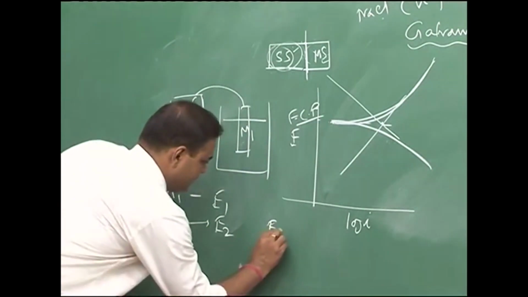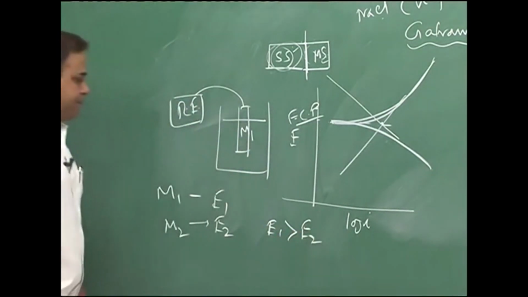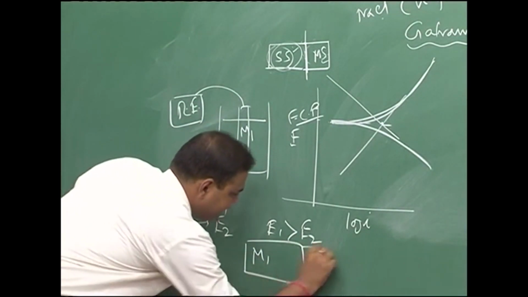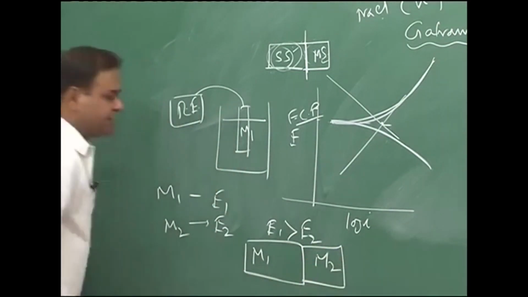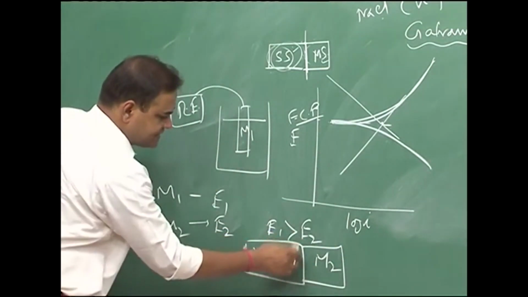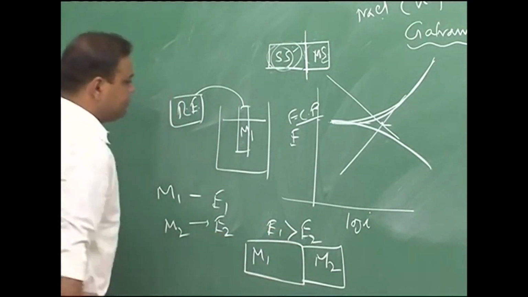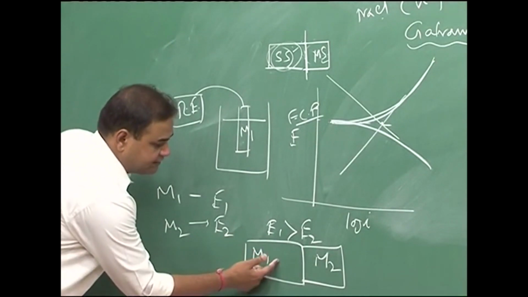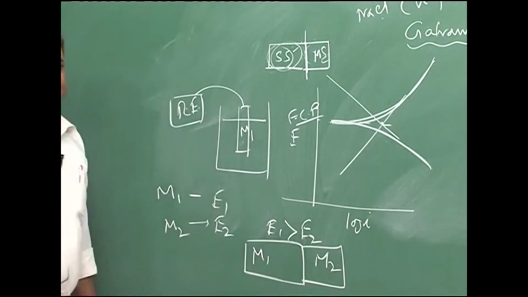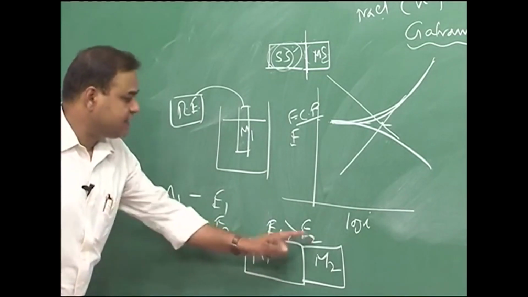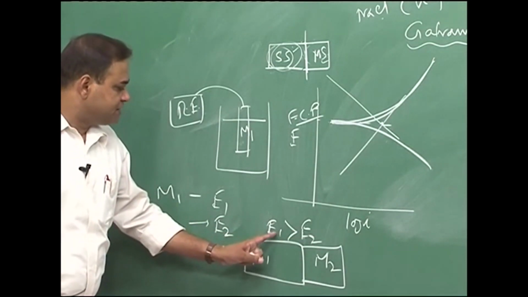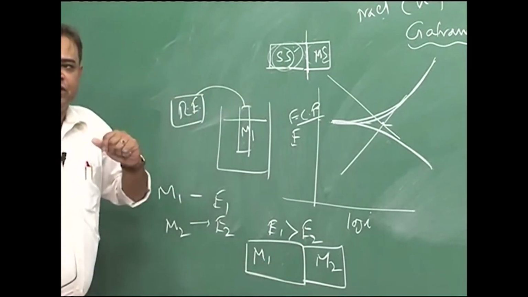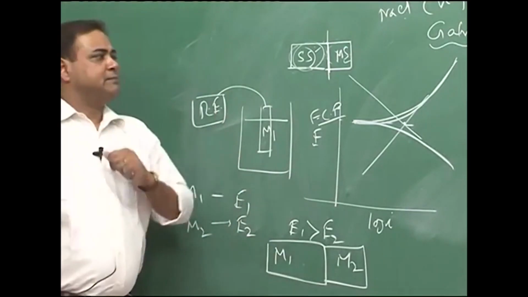Now, if E1 is greater than E2, and M1 and M2, these two metal parts, are connected or welded or brazed at this point, and then we expose this to seawater, then this one will act as cathode and this one will act as anode. Since E1 is greater than E2, the reversible reduction potential E1 is greater than E2. So, this one will be noble in the particular series and this one will be active in the particular series.